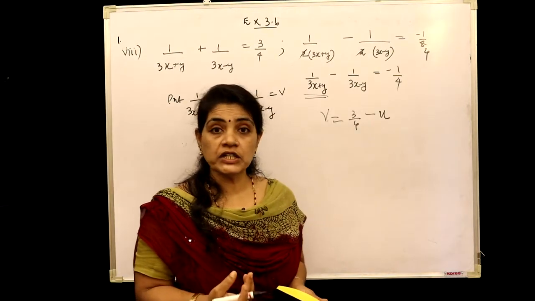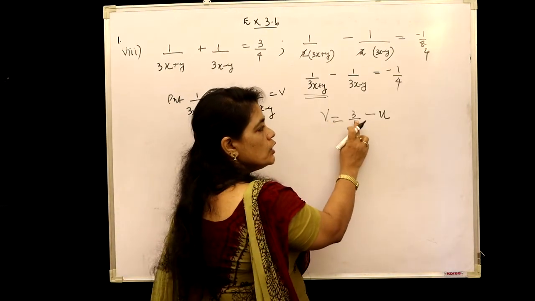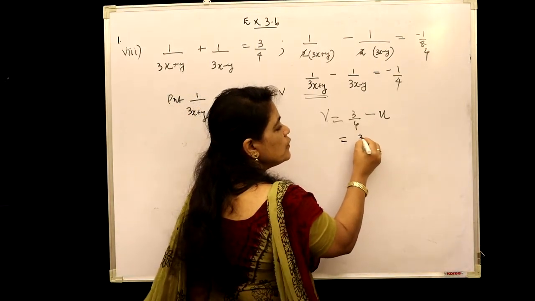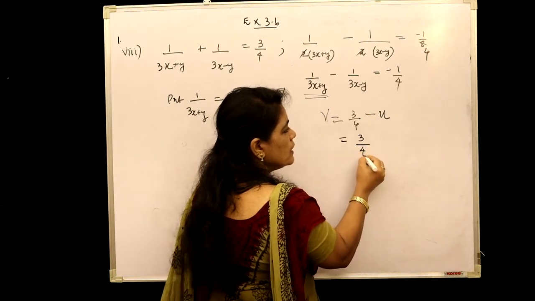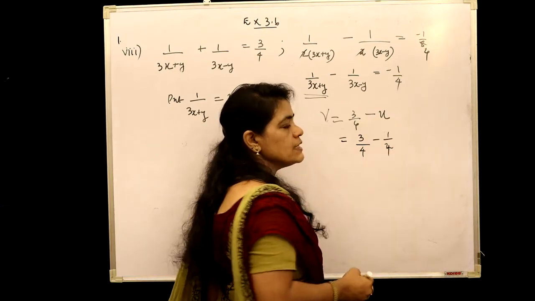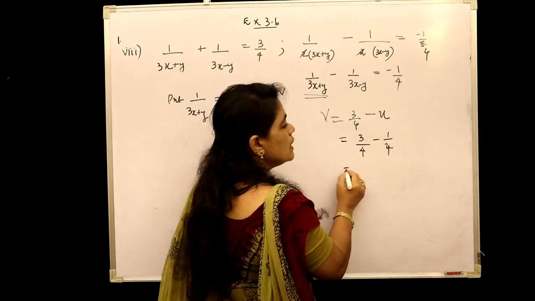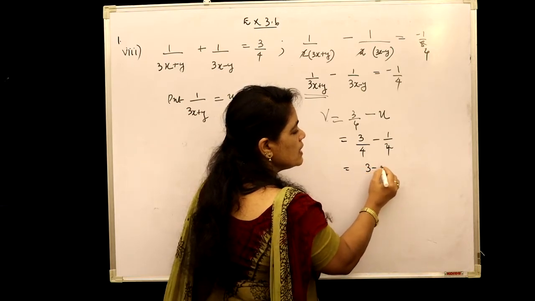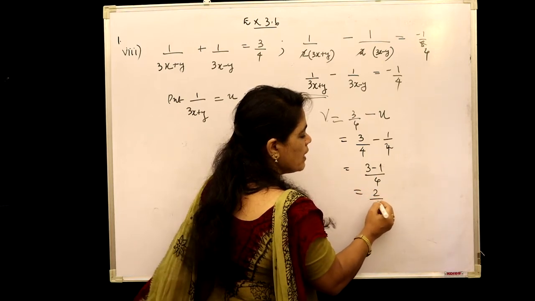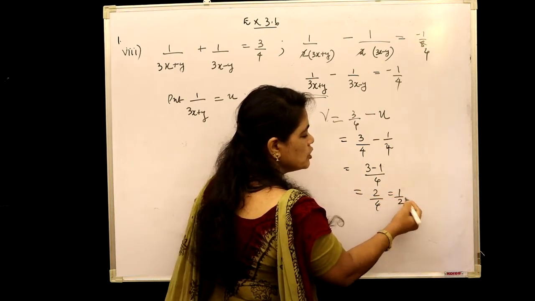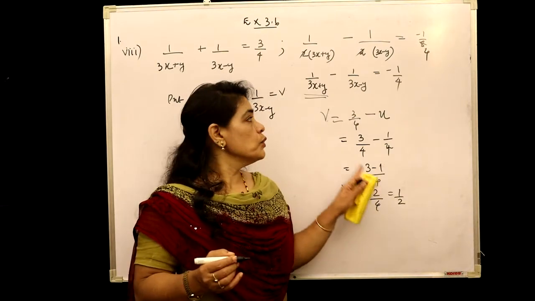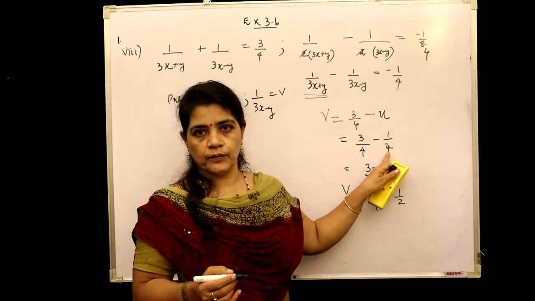Yes, children, from equation 1 we have v is equal to 3 by 4 u. So we can substitute for u as 1 by 4. We have seen that the value of u is 1 by 4, so since they are like fractions, 3 minus 1 divided by 4, that is 2 by 4, that is 1 by 2. That is, v is equal to 1 by 2 and u we have seen is 1 by 4.